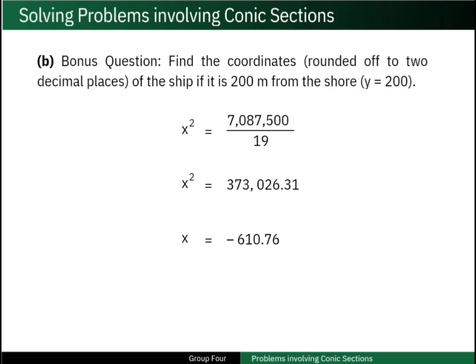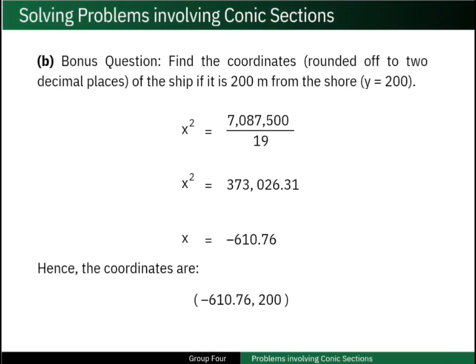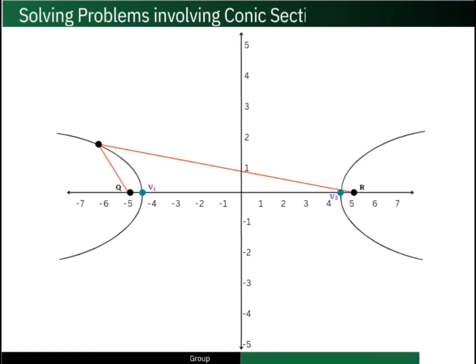So, the value of x less than 0, left branch, rounding off to 2 decimal places will be negative 610.76. Hence, the coordinates of the ship, rounded off to 2 decimal places, if it is 200 meters from the shore, y equals 200, will be negative 610.76, 200. So, since we have the coordinates negative 610.76, 200, we can now plot it in the graph to illustrate.